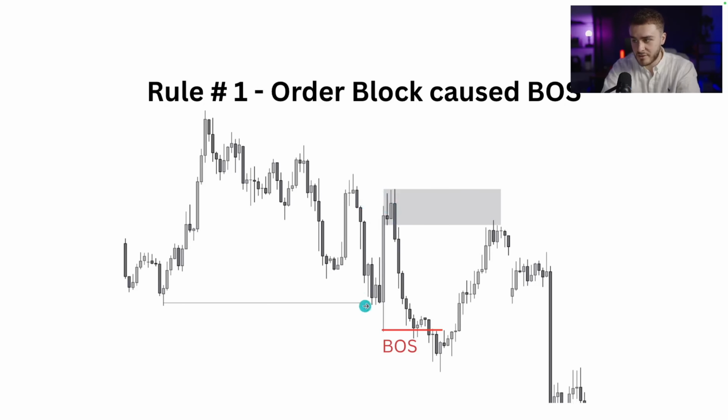It wasn't this area. It wasn't the breaker block. It wasn't an order block up top either. It was this major one over here.